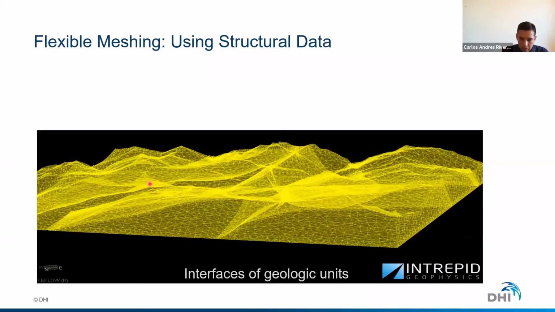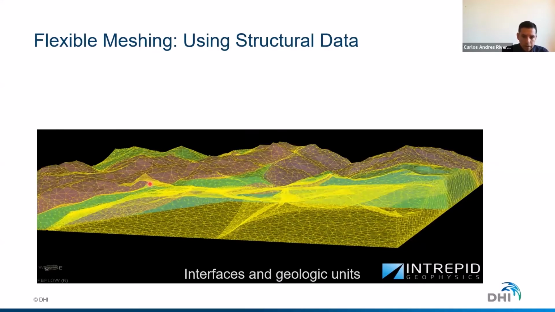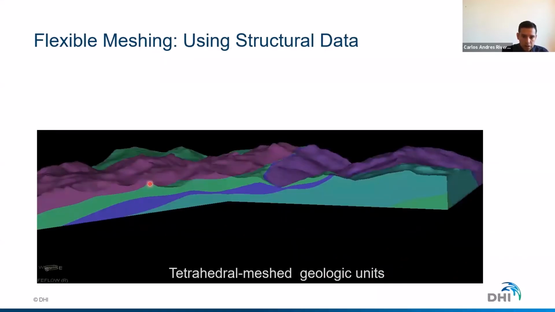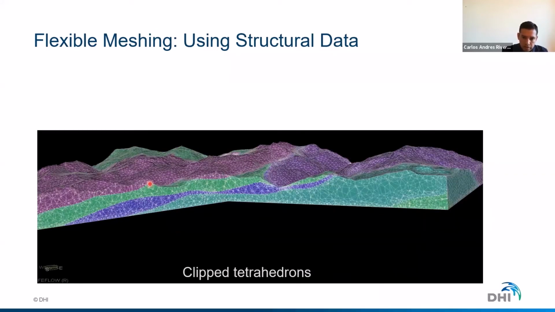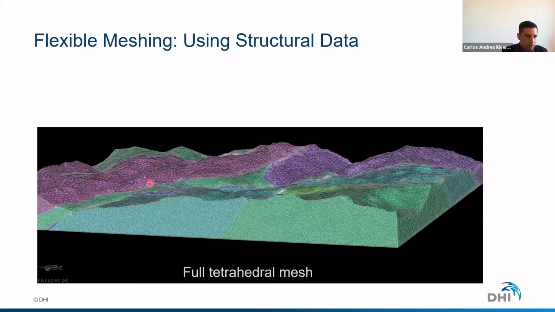This is an example using GeoModeler 3D, Intrepid Geophysics in Australia as well. You have here a structure mesh. This is the geological model, this is the mesh in FEFLOW, and here you have the full structure mesh.